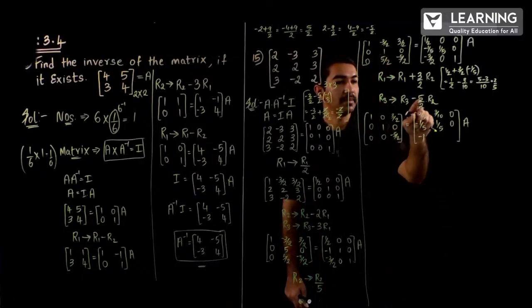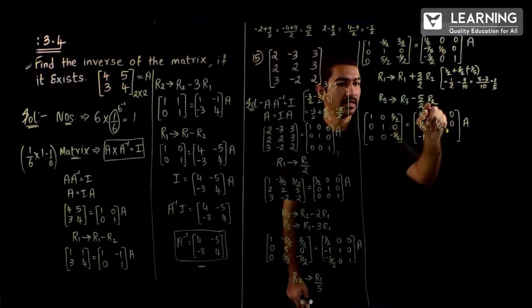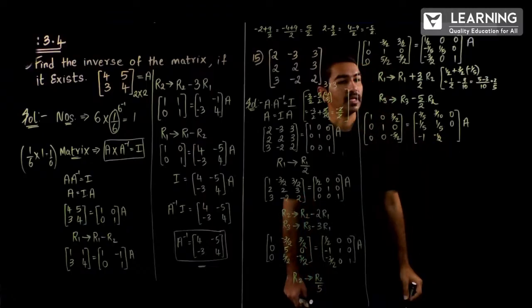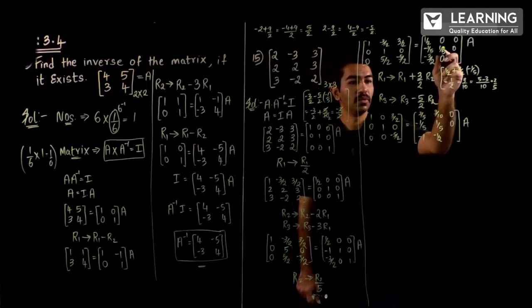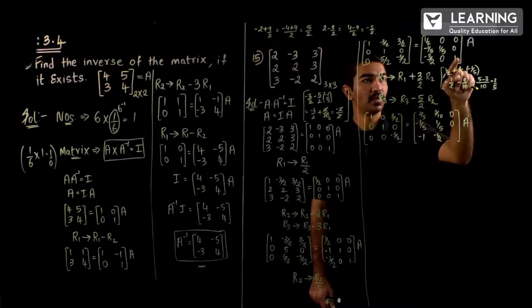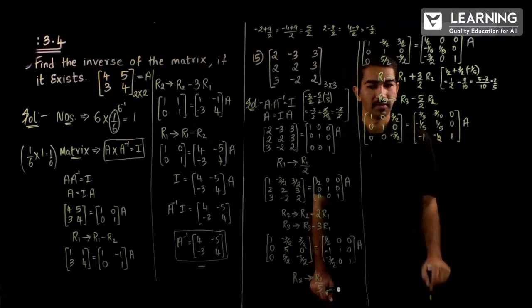Next, R3 minus 5 by 2 of R2. R3 is 0. Minus 5 by 2 of R2 is 1 by 5. So that will become minus 5 by 10, that is nothing but minus 1 by 2. Correct? Minus 5 by 2 into 1 by 5, minus 1 by 2 is correct. Next, R3 is 1. Minus 5 by 2 of 0, so this whole term is becoming 0 there. So here it will be only 1.